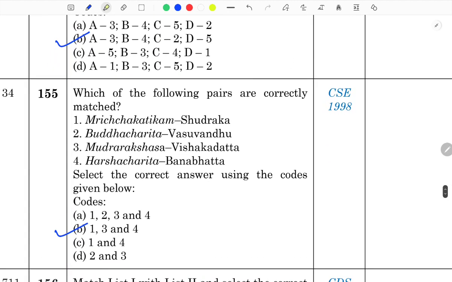Next question. Which of the following pairs are correctly matched? Mrichchhakatikam, Shudraka, yes. Buddhacharita, no. Buddhacharita is by Ashwaghosha, not Vasubandhu. Mudrarakshasa by Vishakhadatta, we know this. Harshacharita, Banabhatta. So only 1, 3 and 4 are correct.